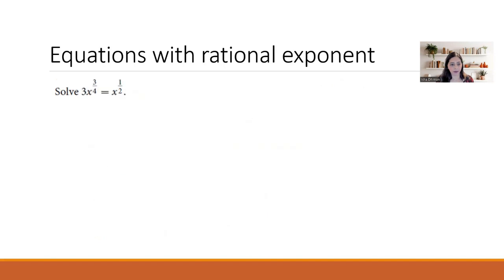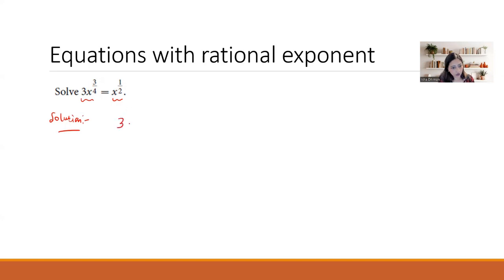Let's do one more example, which is slightly different from the example we just finished. This is also an equation with rational exponents for the variable x, but as you can see, there are two terms containing x and their exponents are also different. So how do we solve this kind of equation?